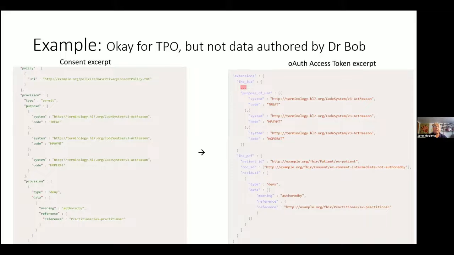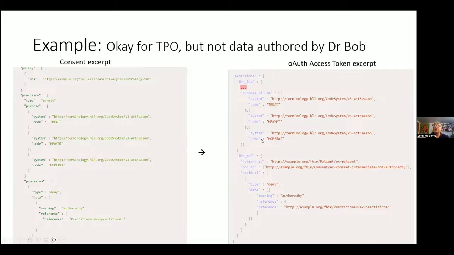So what you have is that we're saying, hey, this is based upon some fundamental base policy. It starts with a permit of treatment, payment, and operations, and then it has a sub provision in here that says deny data which is authored by Dr. Bob in this case. So it's actually not that hard to understand. And that's kind of why I put it on the slide, because these do get a little bit more complex. And then when a data request happens, you can see that the deny authored by Dr. Bob is not something that you can put into a classic OAuth scope. So what we do is we have an extension, and IHE, IUA has their extensions.